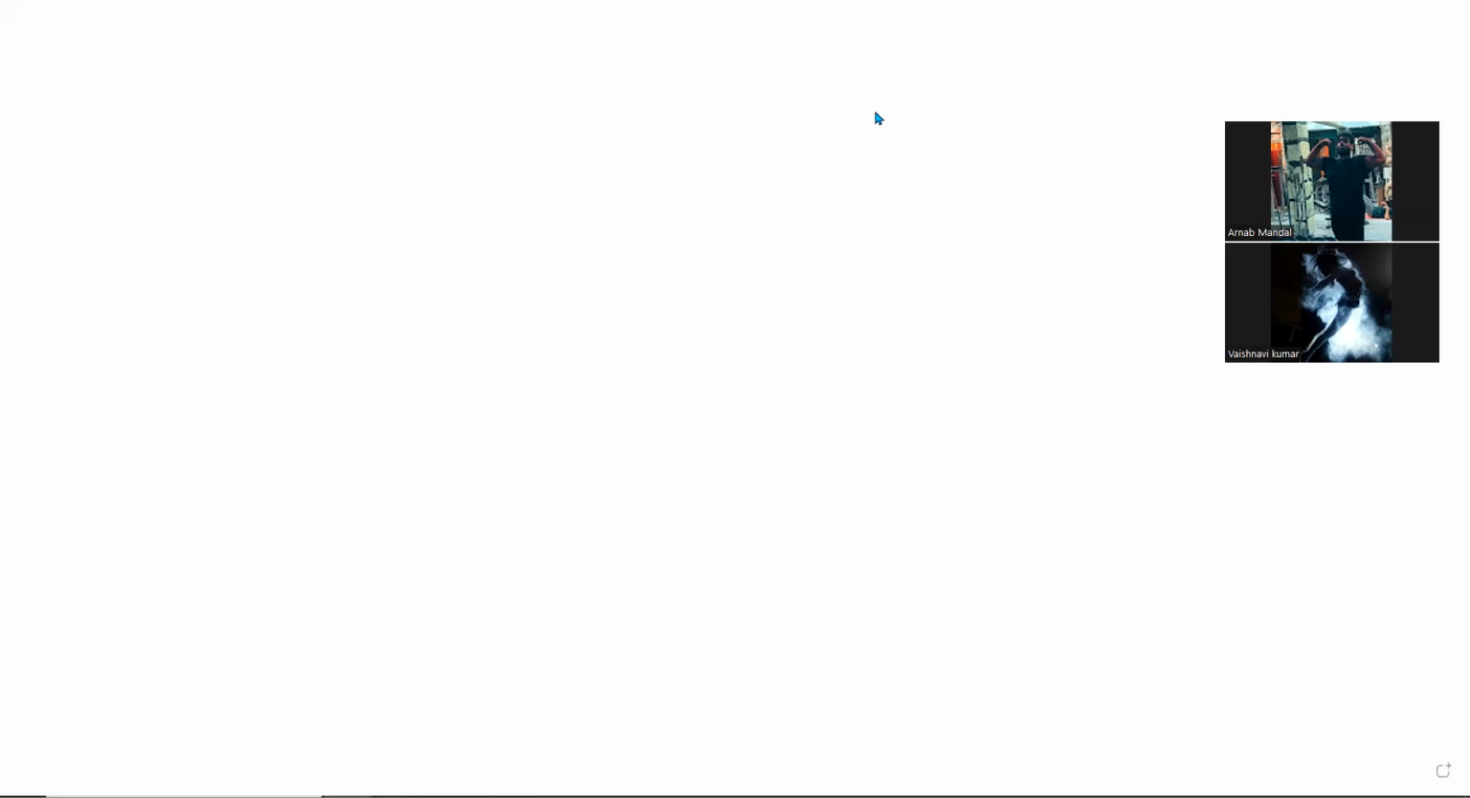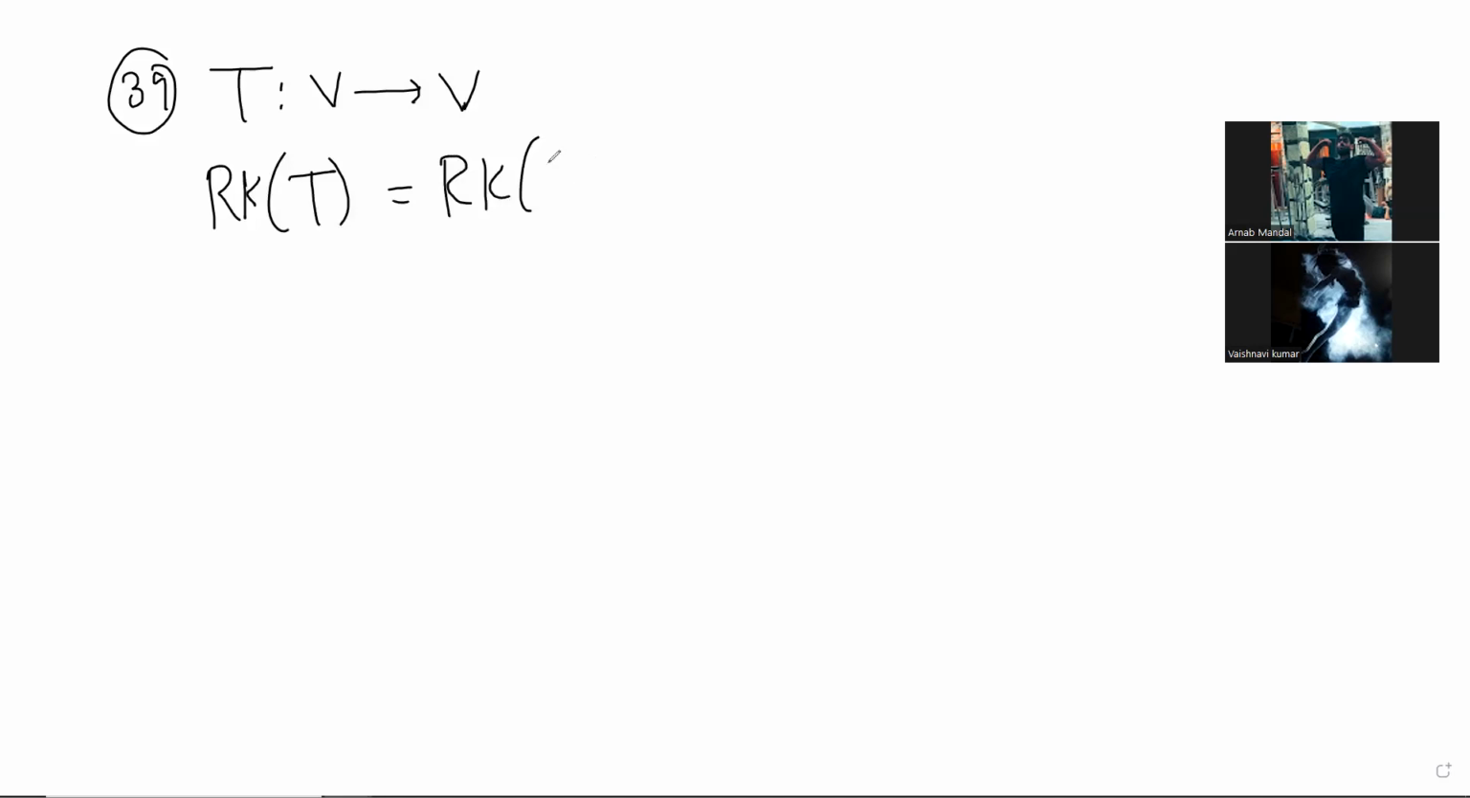Now let us move on. There is a second part to that question. So again, it's just 39. I don't know, maybe I wrote 40 that time. So it's again an operator. Rank of T equals rank of T square.